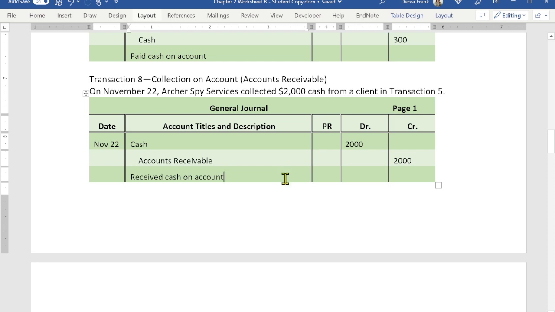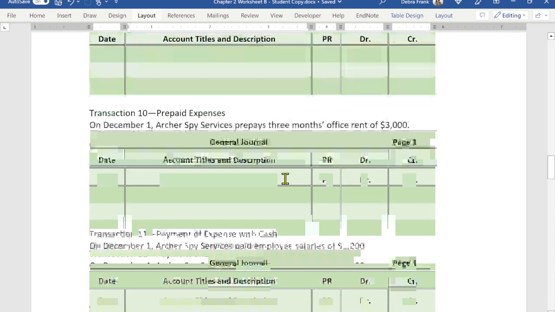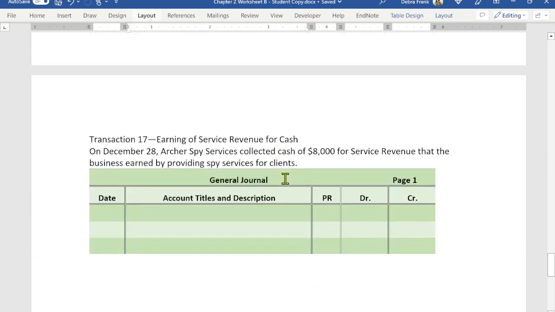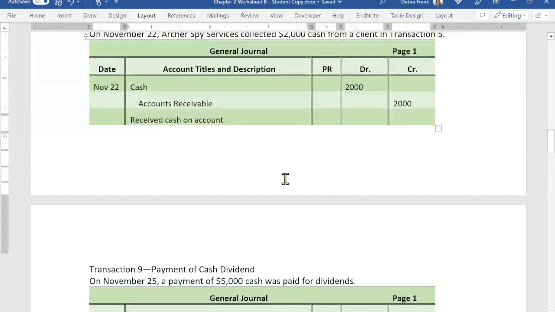Okay, so this is it for our first part. We'll do another part where I'll go through, but I think you got the idea, so you're probably good at this point. But we're going to do the next part where I'll go through the remaining 17 transactions in the next part video.